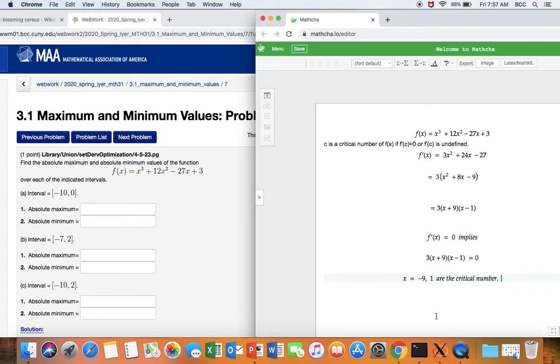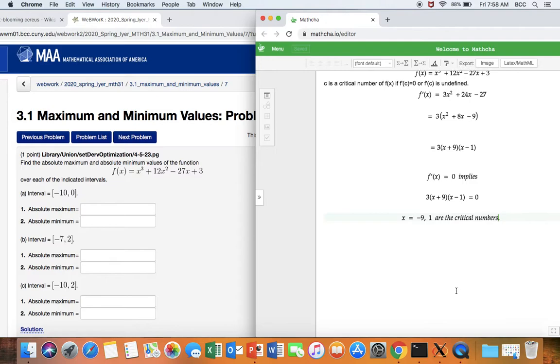Okay, now I repeat, because f is a polynomial, when you take the derivative, notice you don't have any denominator, you don't have any square roots. So f is defined everywhere. The derivative is defined everywhere. So the second part will not happen. It's only the first part we have to worry about, and we did.